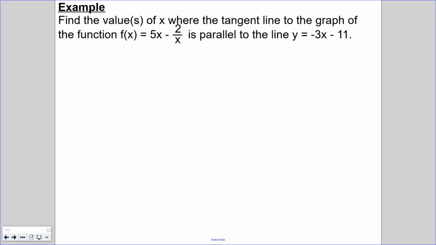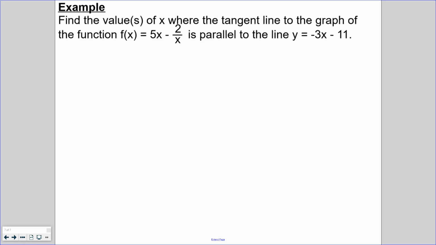And then finally, this one's also a little bit different. We want to find the values of x where the tangent line to the graph of the function f of x is equal to 5x minus 2 over x is parallel to the line y equals negative 3x minus 11. You might be thinking to yourself, how do we do this? We want to find parallel lines? And yes, we want to find a parallel line.